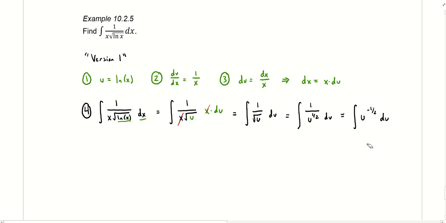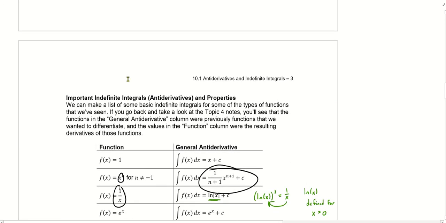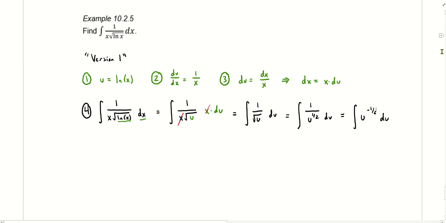It still looks kind of rough because I've got that negative exponent. But if we go back to the 10.1 notes, remember that we had that nice little form for integrating x to the n. This is page 3 of the 10.1 notes if you want to flip to it while we do this. I'm going to use this little formula here to integrate u to the negative 1/2 because it's of the form x to the n. Okay, so my n in this case is negative 1/2.